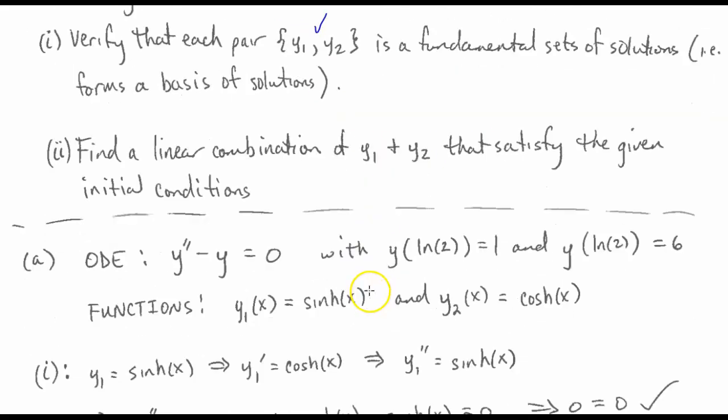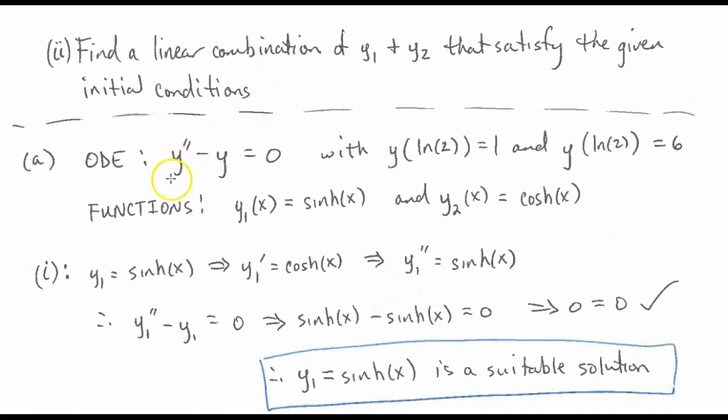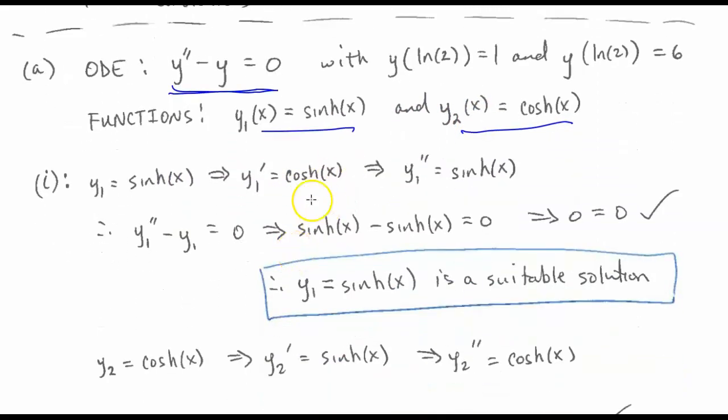All right, so for our first example here, here is the ODE. Notice that it's a little different than what we had before, because I had plus here before, but now we've got minus. And now we are considering that sine hyperbolic and cosine hyperbolic, or sinh and cosh of x, are going to be suitable solutions for this particular ODE. And so what we want to do is see that both sinh and cosh x are going to be solutions on their own, okay?